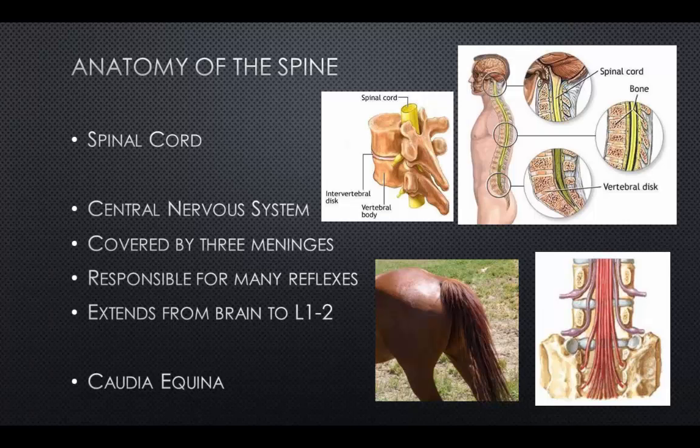The cauda equina, or Latin for horse's tail, is a bundle of spinal nerves and spinal nerve roots consisting of the 2nd through 5th lumbar nerve pairs, the 1st through 5th sacral nerve pairs, and the coccygeal nerve, all of which arise from the lumbar enlargement and the conus medullaris of the spinal cord.